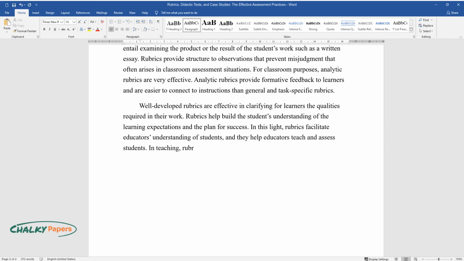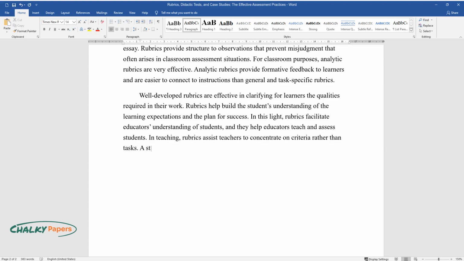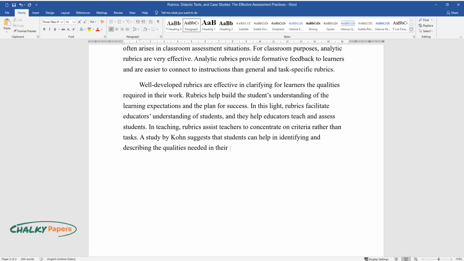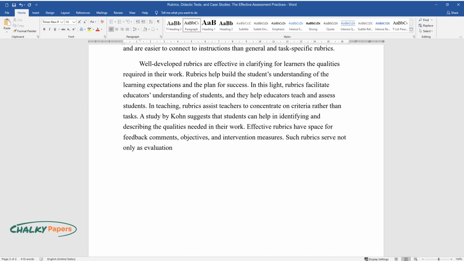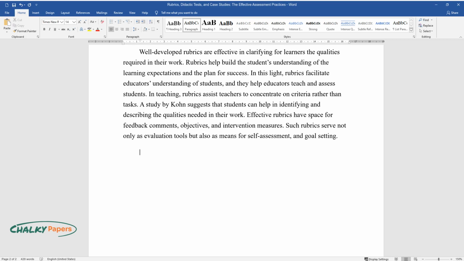In teaching, rubrics assist teachers to concentrate on criteria rather than tasks. A study by Kohn suggests that students can help in identifying and describing the qualities needed in their work. Effective rubrics have space for feedback, comments, objectives, and intervention measures. Such rubrics serve not only as evaluation tools but also as means for self-assessment and goal setting.